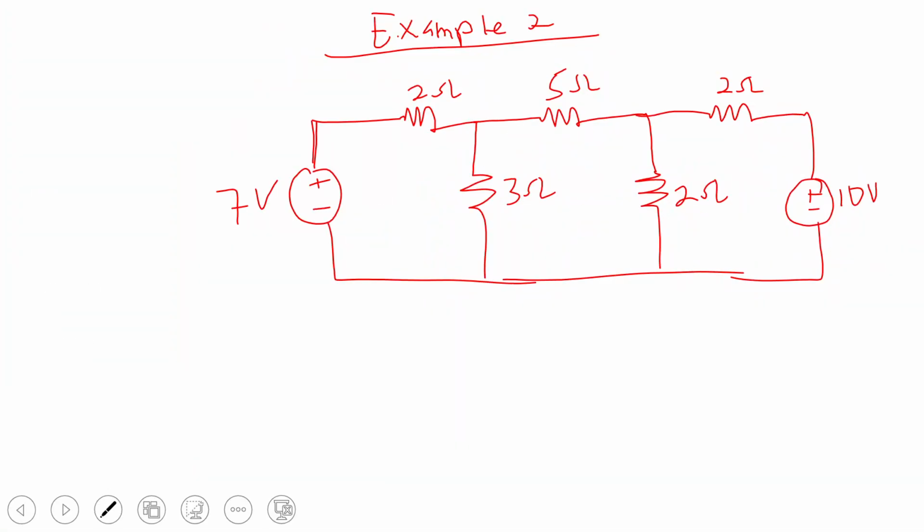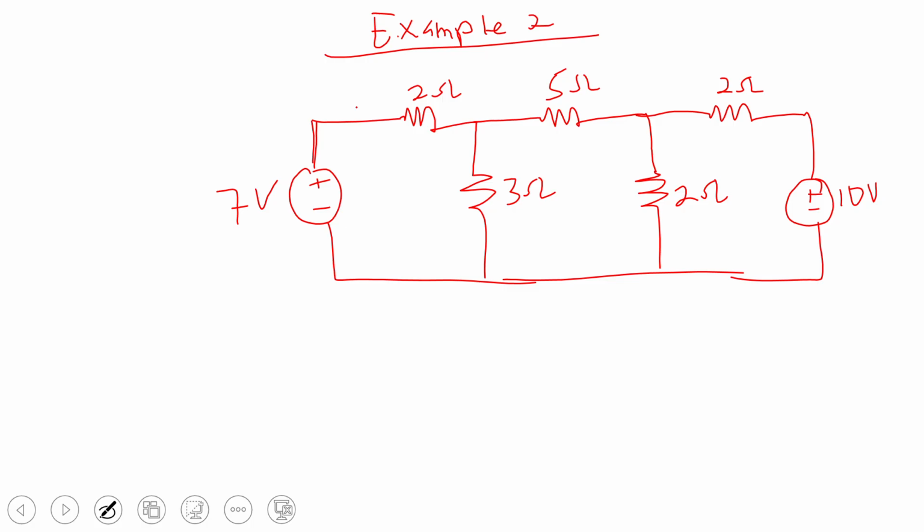Now, you are welcome to part 3 of this course. Here, we are continuing to solve questions using the Kirchhoff current law and the Kirchhoff voltage law. So let's say we have this question where we want to find the current within all the circuits.